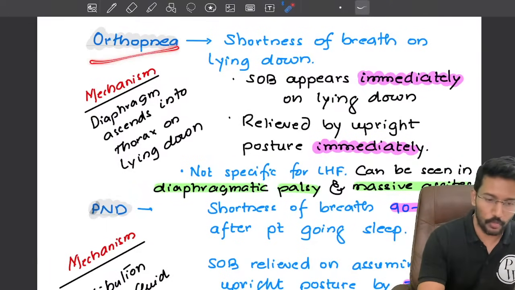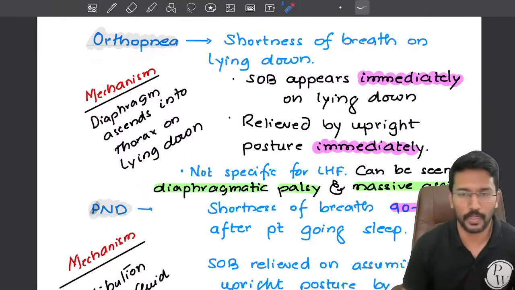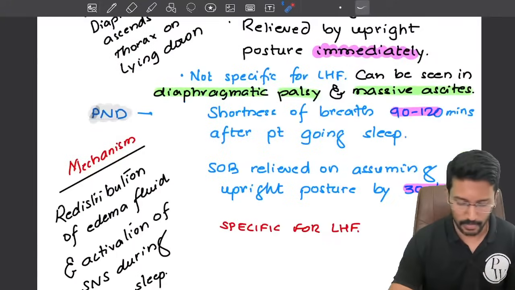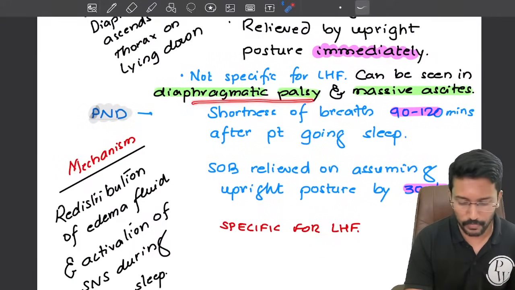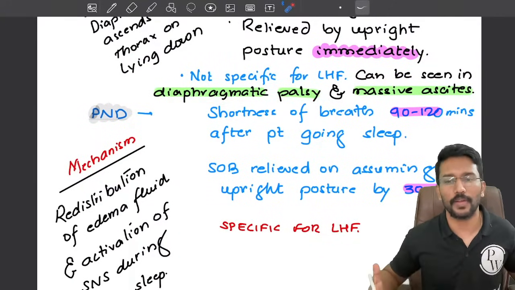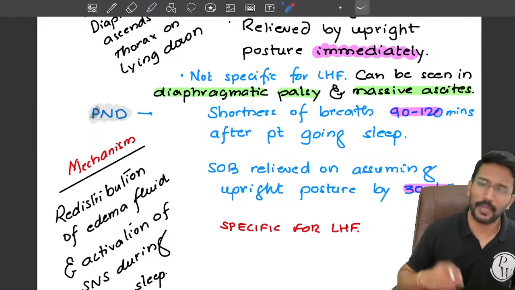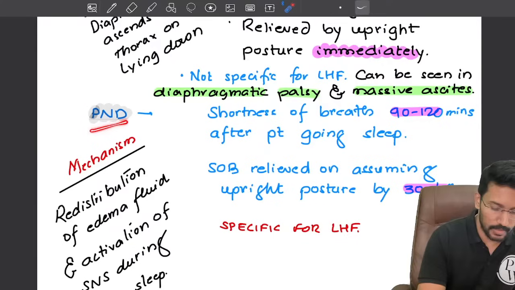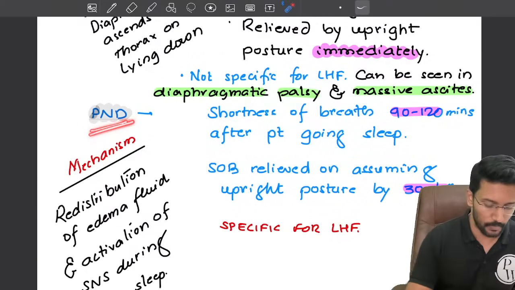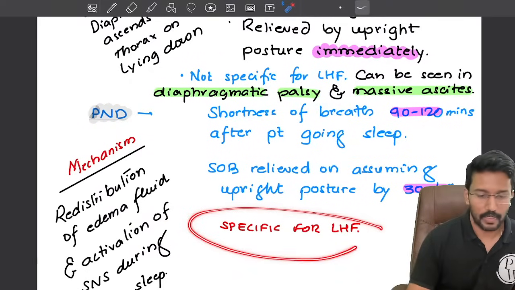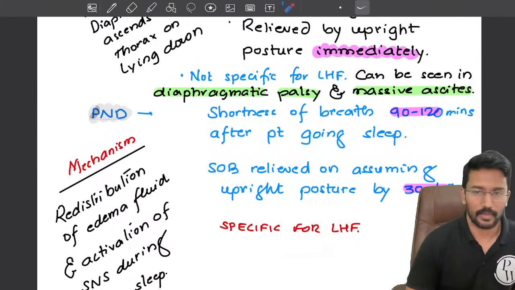But remember, orthopnea is not specific for heart failure, because anything that pushes the diaphragm up can also cause the symptoms, like paralysis of the phrenic nerve, injury to the phrenic nerve, or too much ascites, that can also push the diaphragm up, and I can experience orthopnea. But then we have another condition called PND, paroxysmal nocturnal dyspnea. The PND is a specific finding of left heart failure. It's a specific finding. Why?